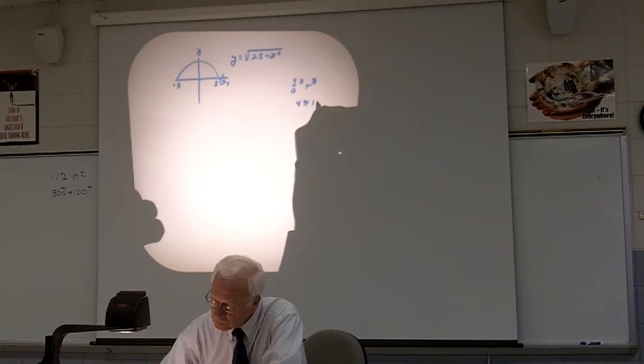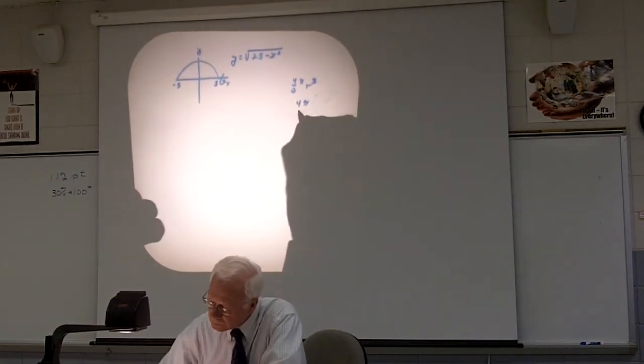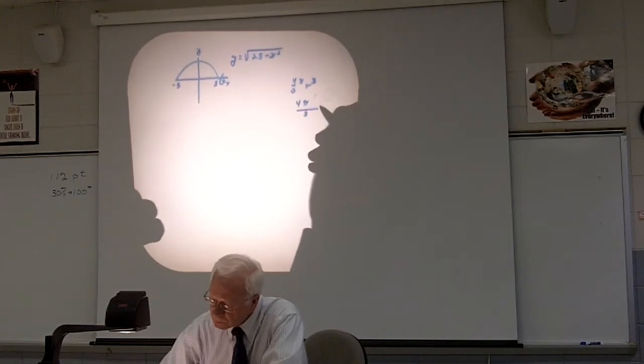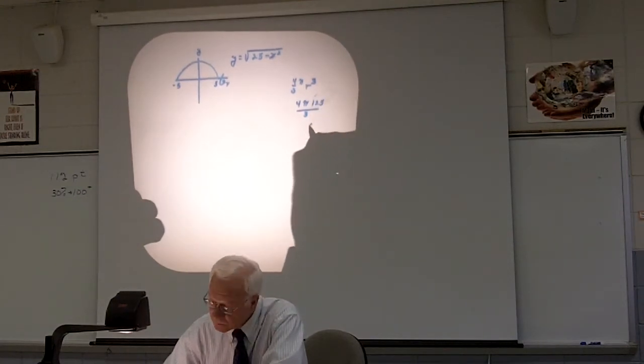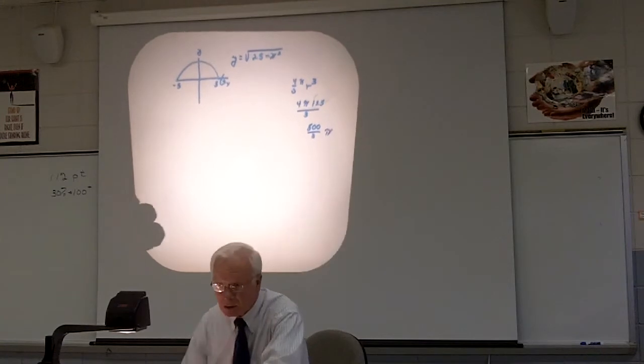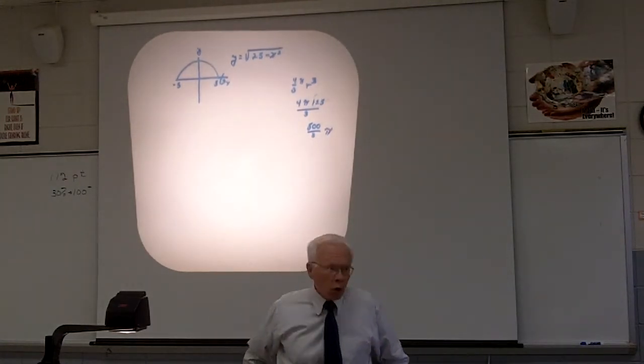It'd be 600 pi. Oh wait, 200 pi. This would be 5 times 5, 25 times 5, 125. And so it turns out to be 500 over 3 pi. 500 over 3 pi. Now, that's what you've been told.